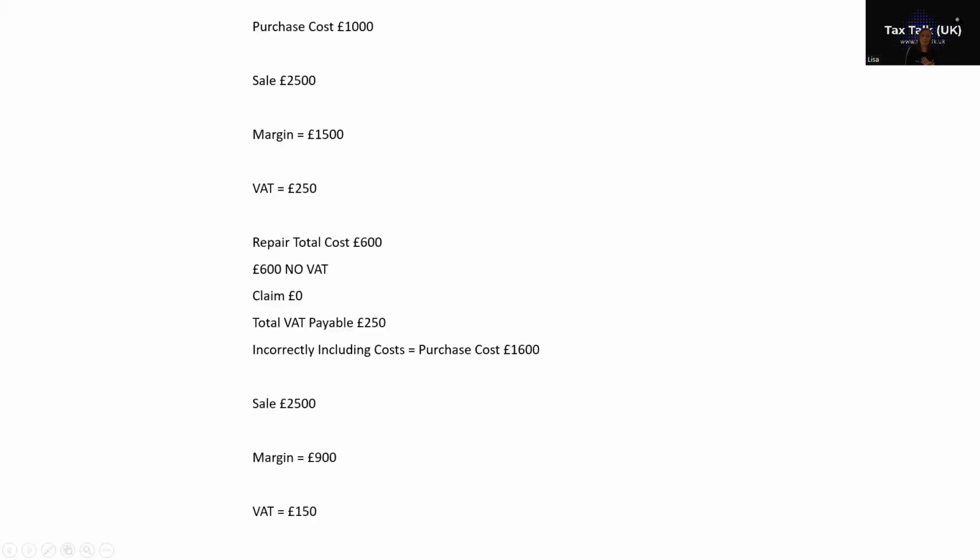So now let's look at what happens if we incorrectly include that repair cost in the calculation of the margin. So now we have a purchase cost of £1,600 and a sale of £2,500. So we have a margin of £900, and applying the VAT fraction, that gives us a total liability to HMRC of £150. So across all of the boxes that are included, our total liability, if we incorrectly included that additional cost as part of the purchase cost, would give us a liability of £150.